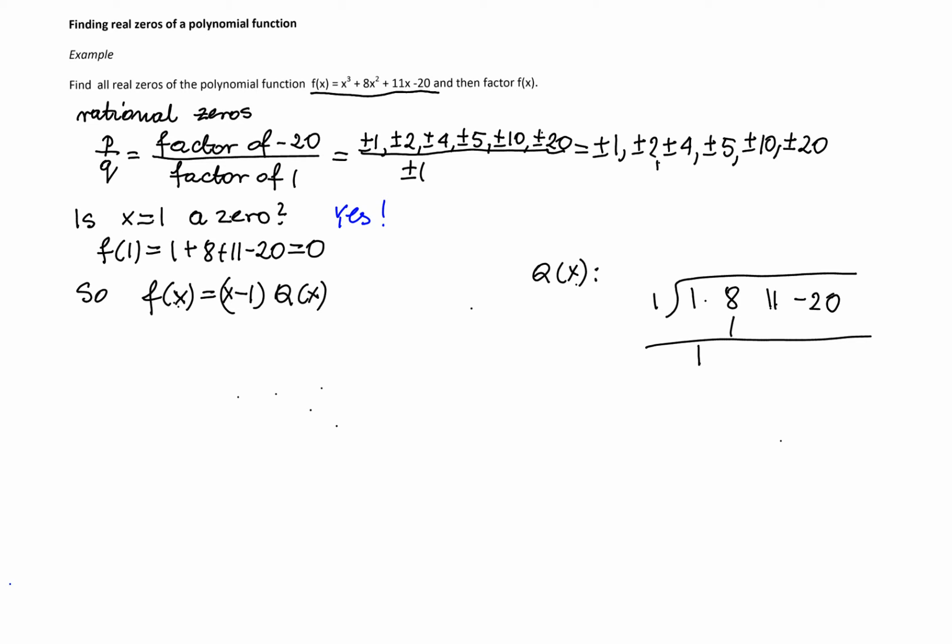We'll write down 1. 1 times 1 is 1. 8 plus 1 is 9. 1 times 9 is 9. 11 plus 9 is 20. And 1 times 20 is 20. And negative 20 plus 20 is 0. 0 is the remainder. Everything else in that row forms the coefficients of q of x. And therefore, q of x is x squared plus 9x plus 20.